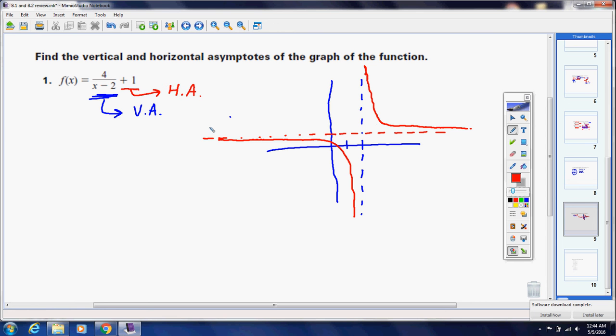This just asked us for the horizontal and vertical asymptotes. So the vertical asymptote here is x equals 2. That's this line right here. Now here's our x-axis, here's our y-axis. So right at x equals 2, that's our vertical asymptote. And our horizontal asymptote then is right at y equals 1.